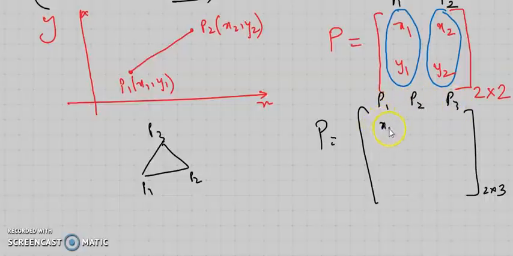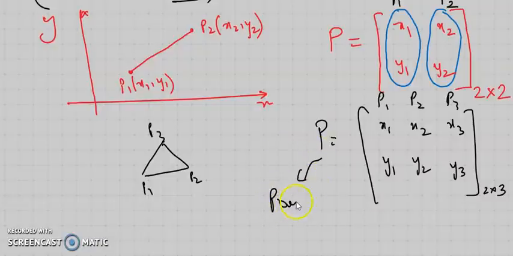So for P1 I'm going to write x1, y1. For P2 it's x2, y2. And for P3 it's x3, y3. So this is about your point matrix. We call this a point matrix. Again, useful when I start with 2D transformations. So this is in short what I mean by a point matrix.